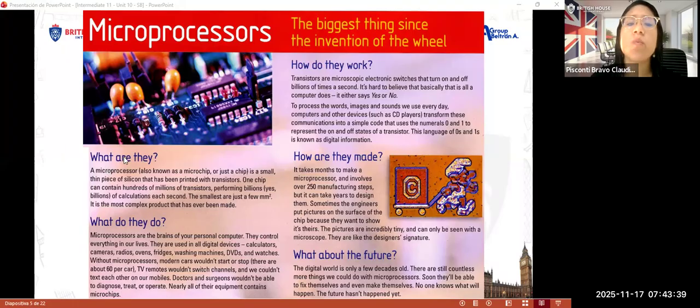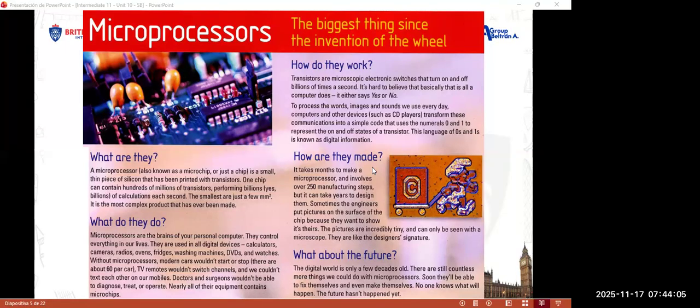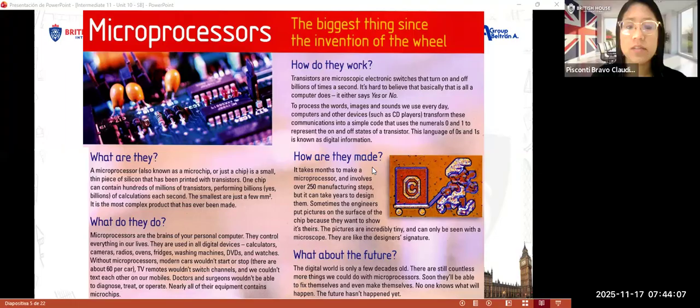Tanya, please start with what are they? What are microprocessors? Can you start reading, please? No, nothing. Gustavo, start reading, please. What are they? Miss, can you give me a few minutes? I'm driving. Okay, no problem. It's okay. Okay, so Diana Gutierrez, please start reading. What are they?